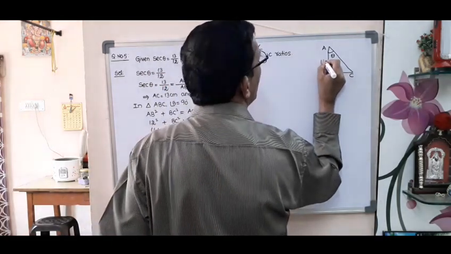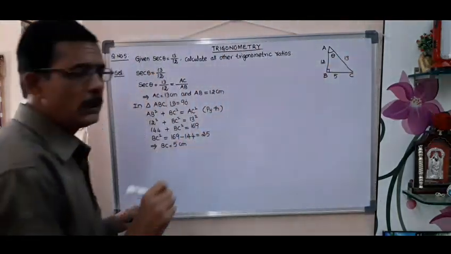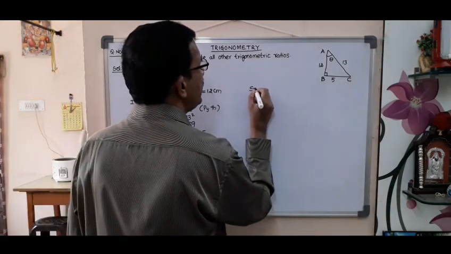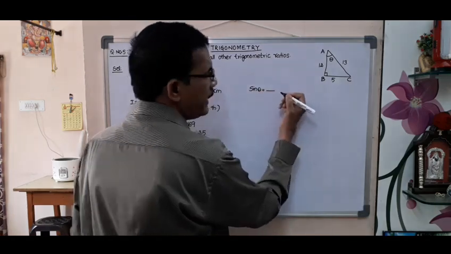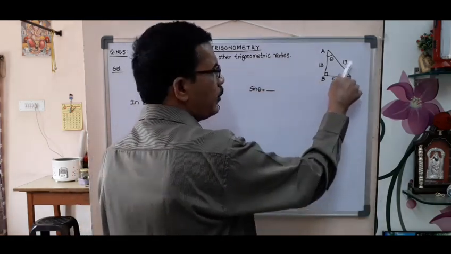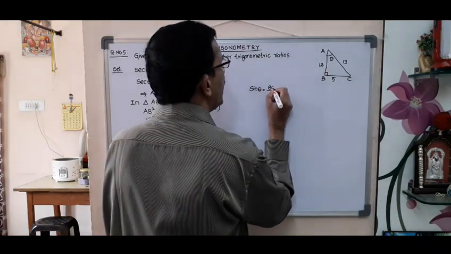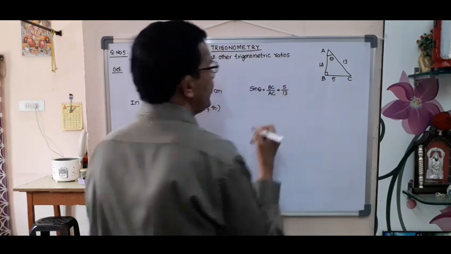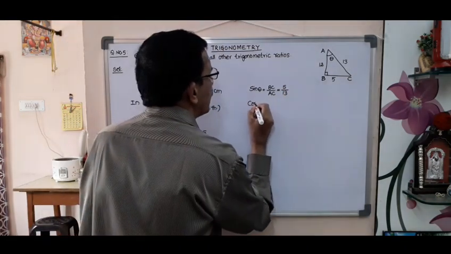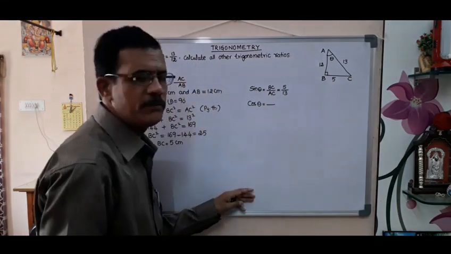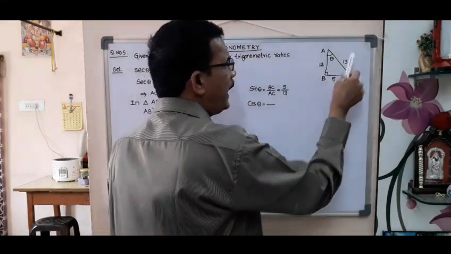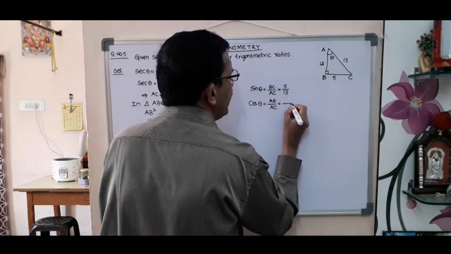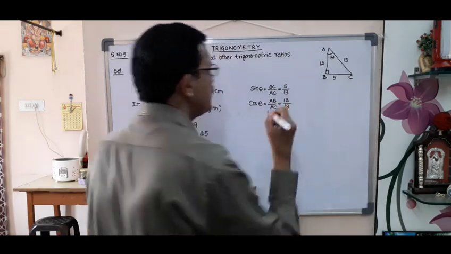AB is 12. AC is 13. Now let us find trigonometric ratios. Sin theta. Sin theta definition, opposite side to theta by hypotenuse. So BC by AC. BC length is 5. AC length is 13. Now cos theta. Cos definition, adjacent side to theta by hypotenuse. AB by AC. Here AB length is 12 and AC length is 13.